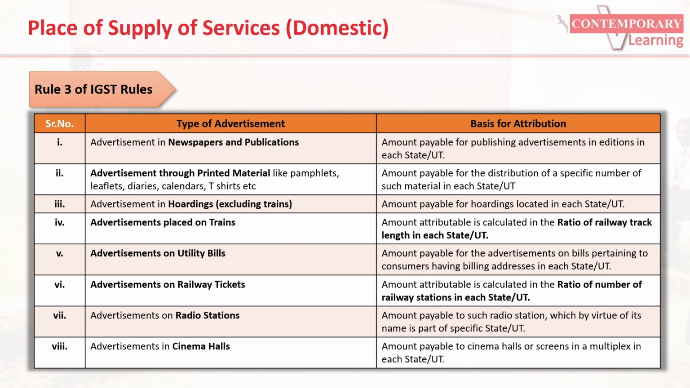For radio station advertisements, it's based on the amount payable to radio stations which, by virtue of their name, are part of a specific state or union territory. Cinema hall advertisements are apportioned based on the amount payable to cinema halls or screens in a multiplex in each state or union territory. This is quite straightforward. You pay based on which cinema halls are showing your advertisement.